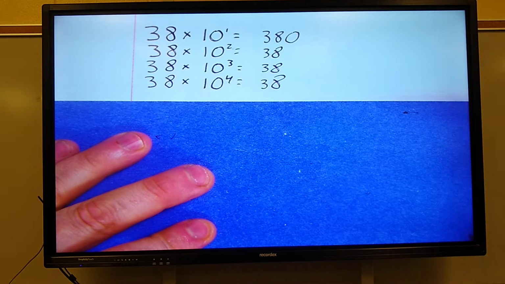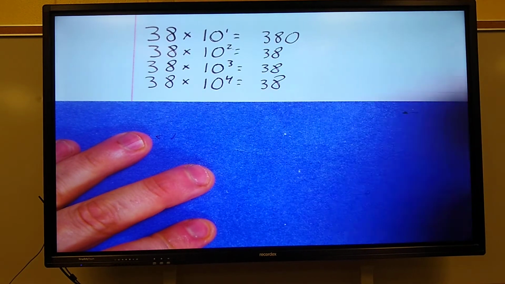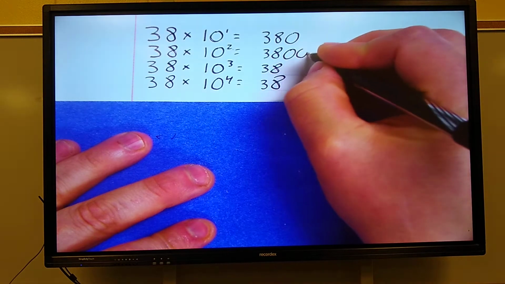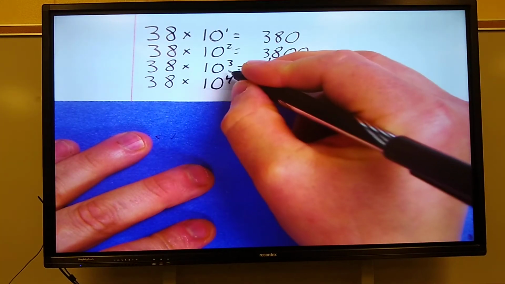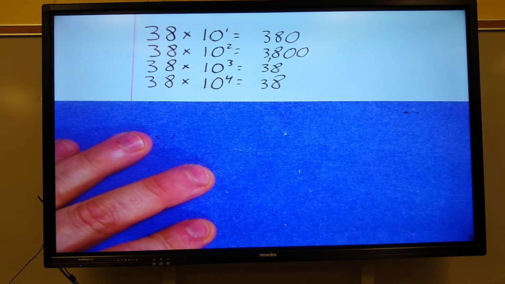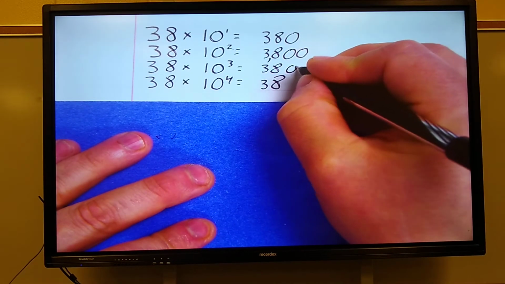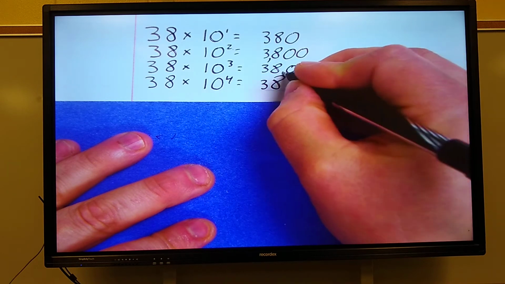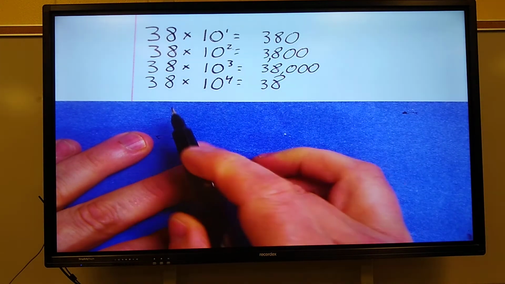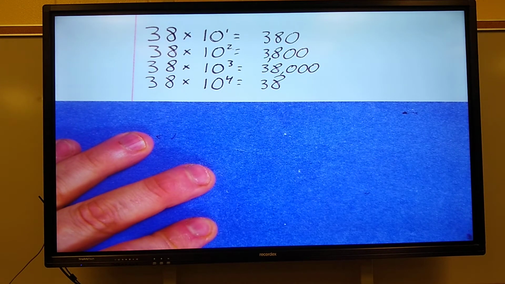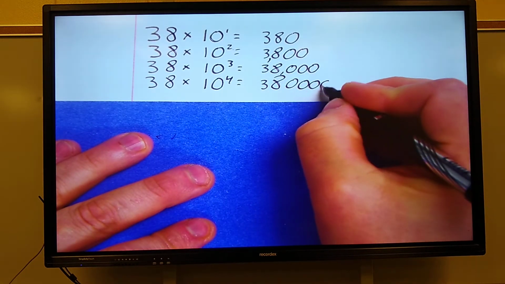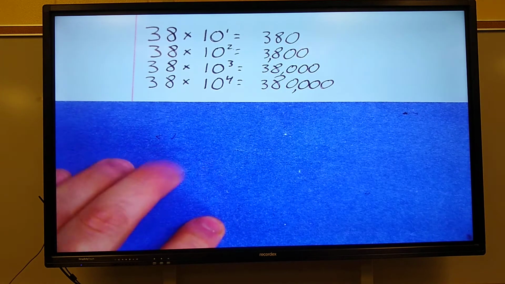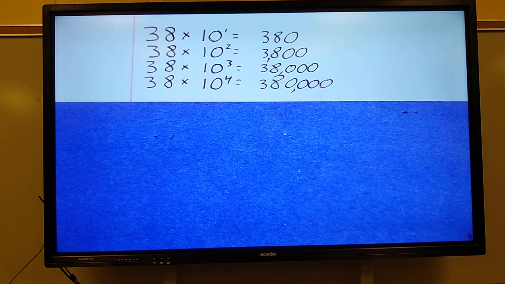38 times 10 squared, or times 100, I add 2 zeros. So my answer is 3,800. 38 times 10 to the third power, or 10 cubed, that means I add 3 zeros. 38,000. Then I have 38 times 10 to the fourth power, 4 zeros. 380,000. And the truth shall set you free.